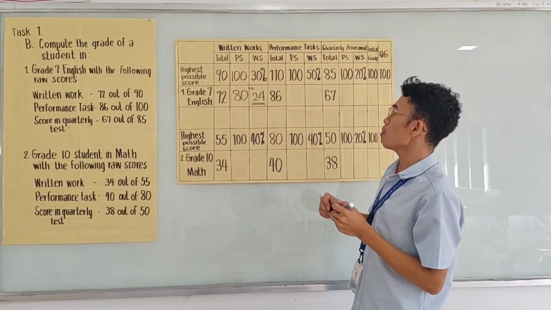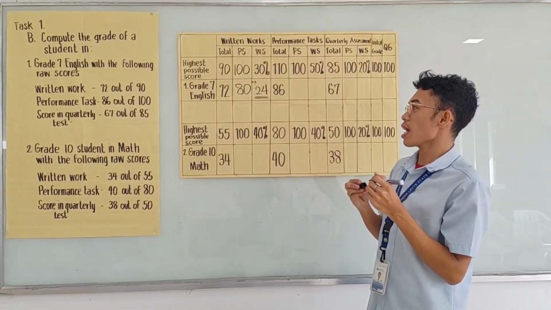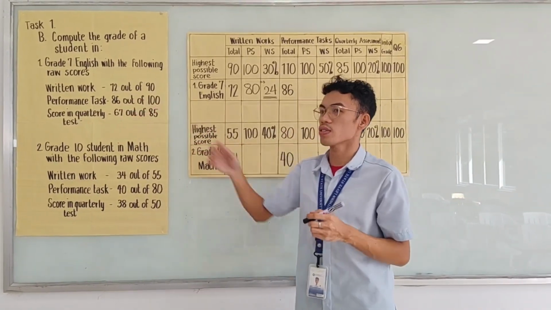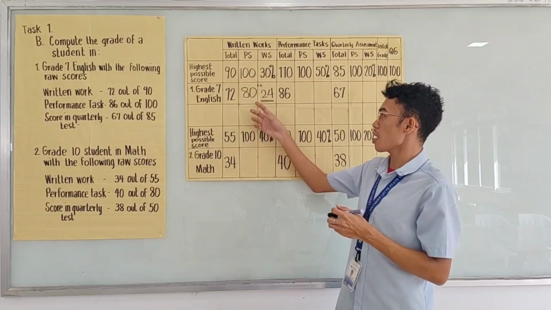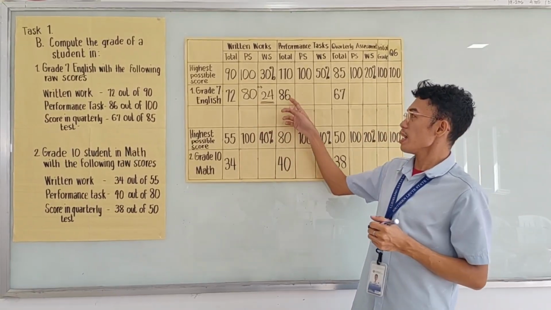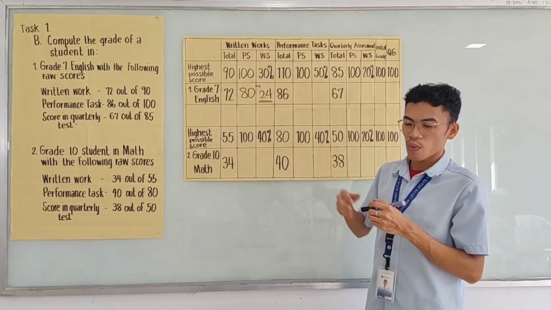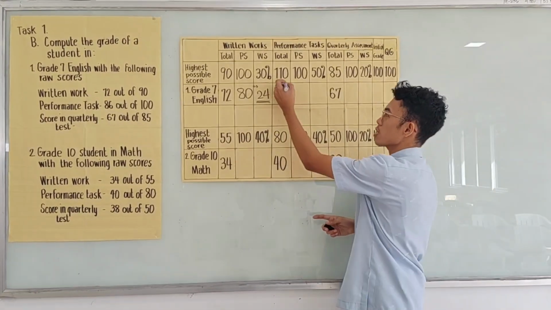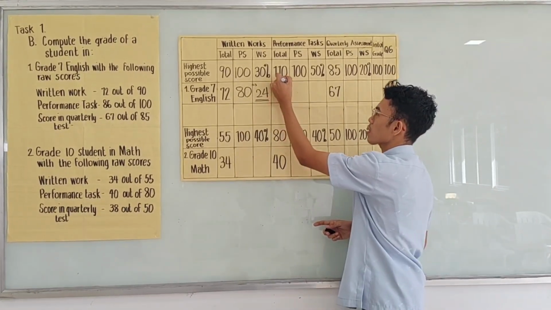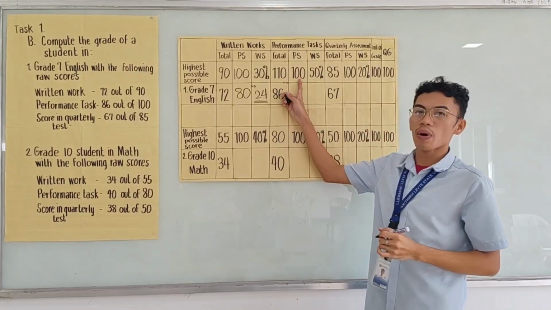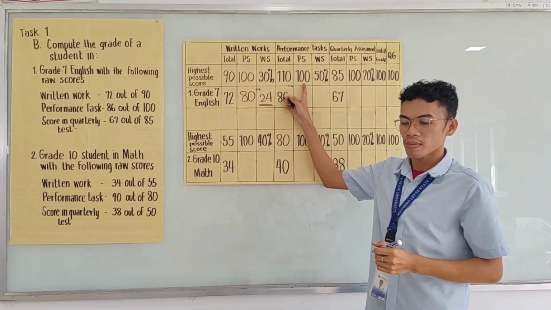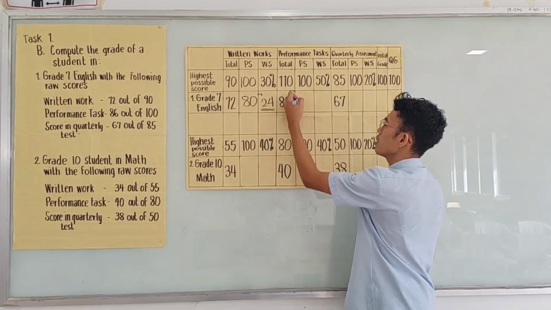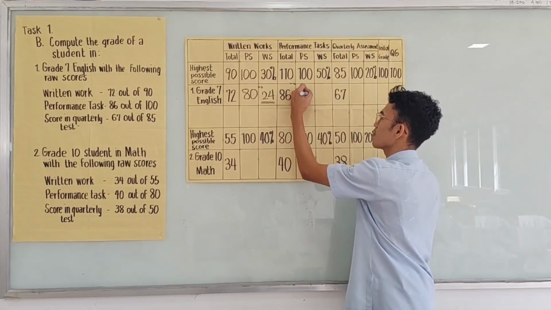Now we're heading to the performance task. So the performance task has a raw score of 86 and the highest possible score is 100. So just like the other step, we're going to divide 86 by 100, which is 0.86. Then multiplied by 100, so it will become 86. So the percentage score of the performance task is 86.